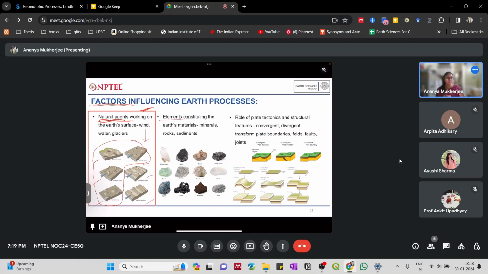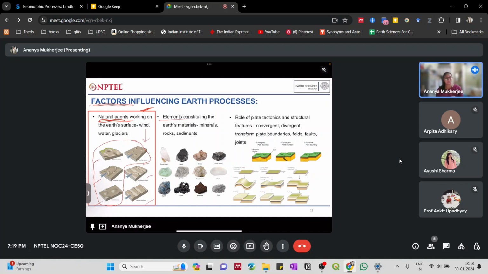Also, there are some minerals which are not clay minerals, but they can weather very quickly and change their chemical composition into a clay mineral. So that is also a major factor that plays a role in the different kinds of geomorphic processes and the kind of landforms that are formed due to that.